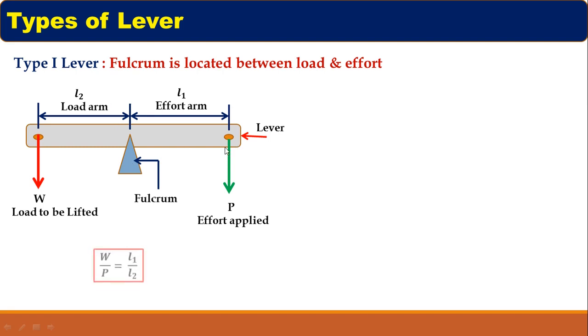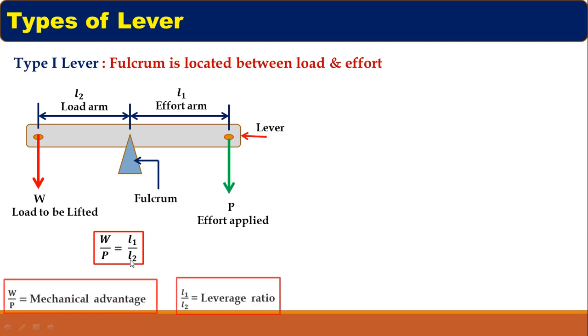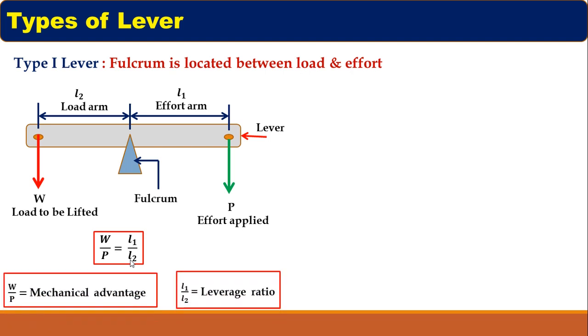Now this equation that we have seen, W upon P is equal to L1 upon L2, is applicable to all the types of levers, and hence the ratios that we have taken out from this equation, that is mechanical advantage W upon P and leverage ratio L1 upon L2, are same for all the types of levers. Now we have to consider three cases in this type 1 lever, related to the relative size of L1 and L2. In the first case L1 will be equal to L2, in the second case L1 will be greater than L2, and in the third case L1 will be smaller than L2.